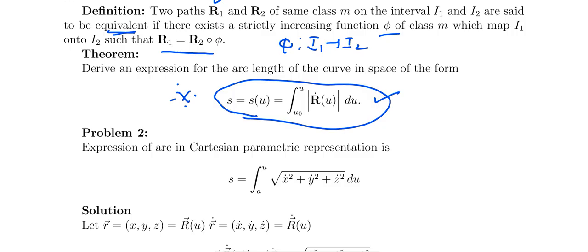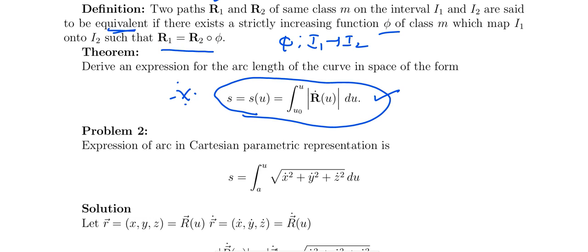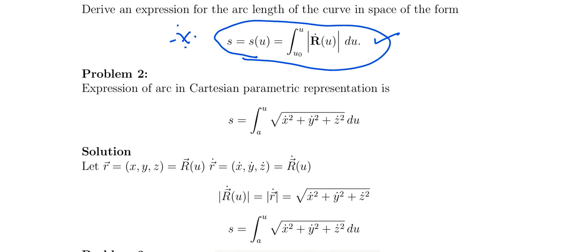And the arc length, the same formula in the Cartesian parametric representation. Parametric representation means x, y and z இருக்கும் parametric representation னா, இங்கே ஒரே ஒரு curve, அதனுடைய path, அதனுடைய differentiation into du.